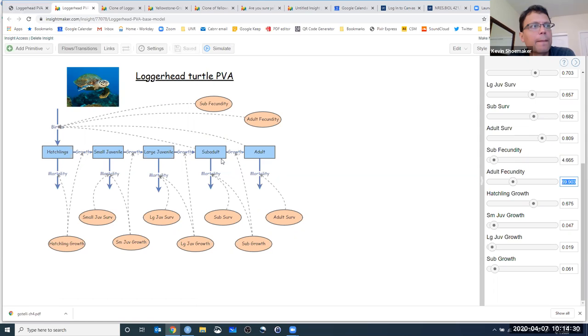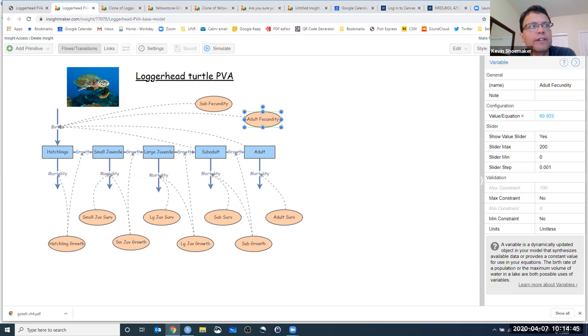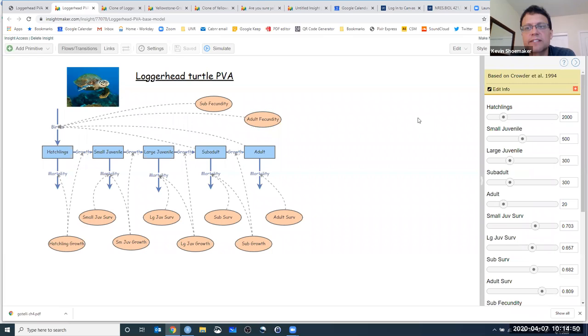One of the questions says, how do you get the sliders to show up? You have to click in the white space. So just click anywhere in the white space. If you click on one of the variables or stocks, you will see a different menu in the right-hand corner. Just click on the white space and you'll see the sliders.